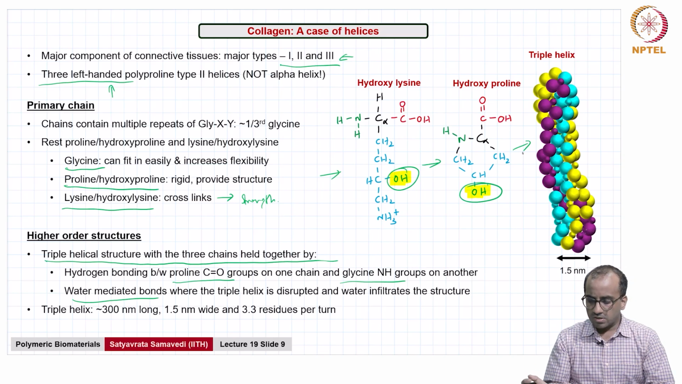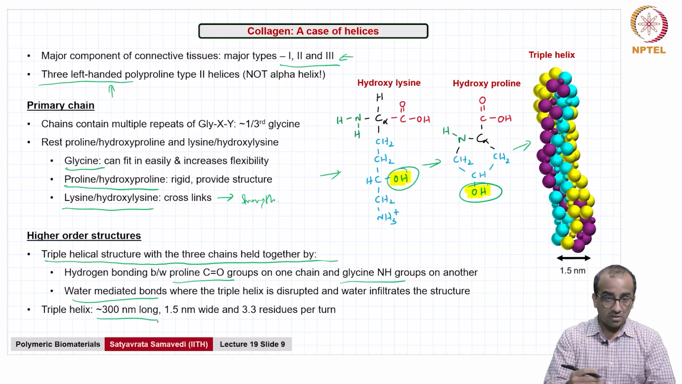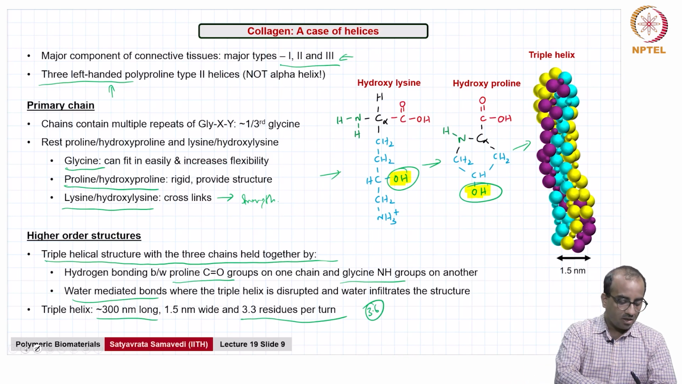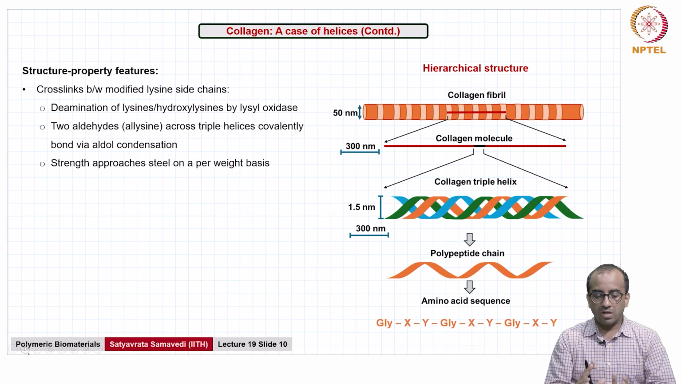Typically you are talking about length scales in terms of width, 1 to 2 nanometers, and 300 nanometers long, and 3.3 residues per turn, which is different from the 3.6 residues per turn that we saw in the case of alpha helix. Now this also leads to a hierarchical structure in collagen.